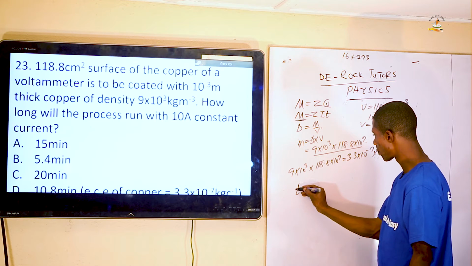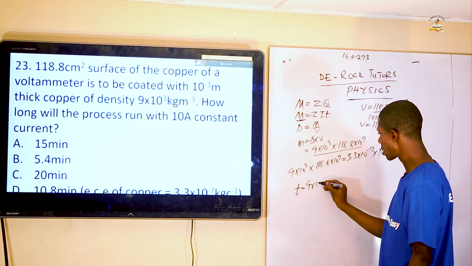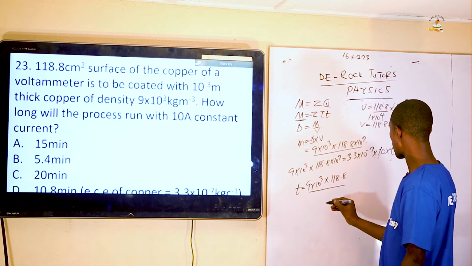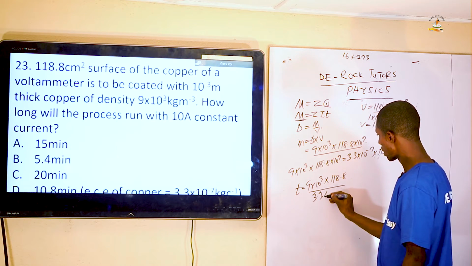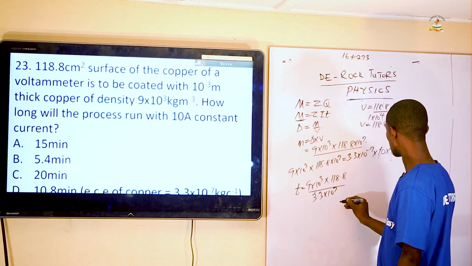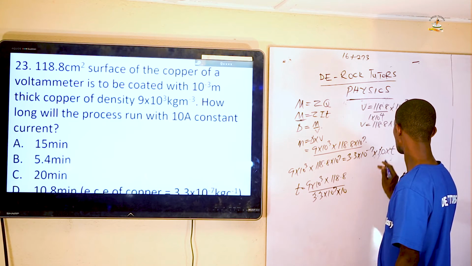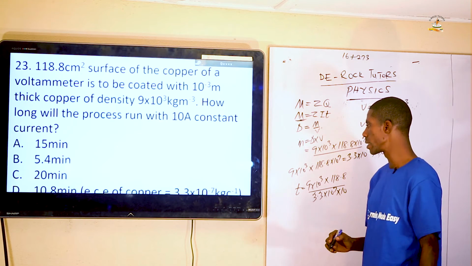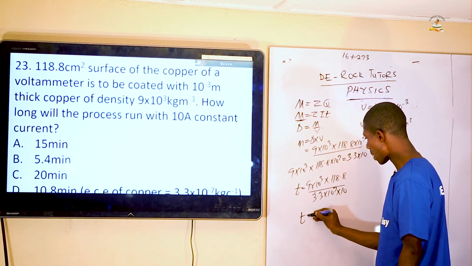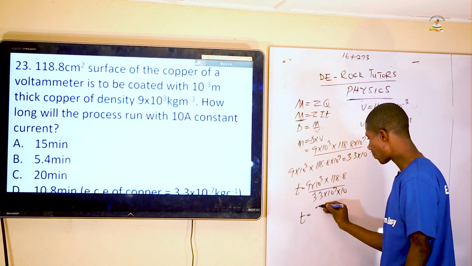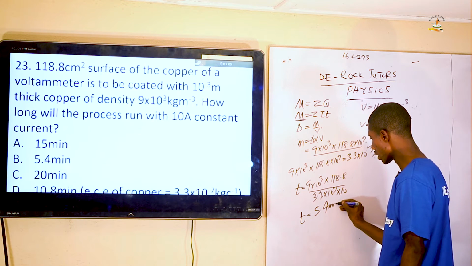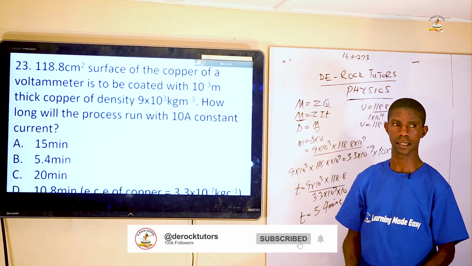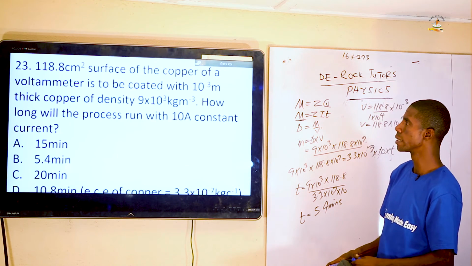So making time the subject of the formula, we have 9 multiplied by 10 raised to the power 3 multiplied by 118.8, then divided by 3.3 multiplied by 10 raised to the power 7 times 10 indeed. So this should be 7 indeed. So at the end of the day, we are going to have this time converted to minutes as 5.4 minutes. So we have option B as the correct answer there. So next question.